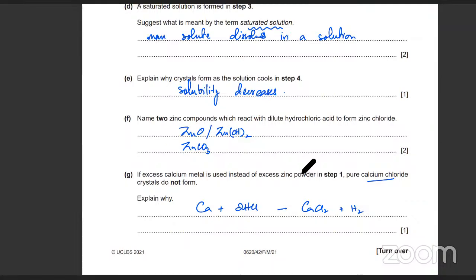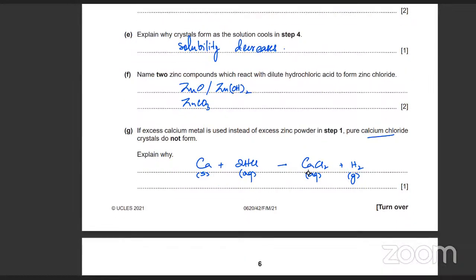He's saying सब कुछ सही है. Calcium is a solid as well. HCl is aqueous. Chloride सारे soluble होते हैं सिवाय silver और lead के, so that's also aqueous. And H2 happens to be a gas. तो अब ये कि why is pure calcium chloride not getting formed?